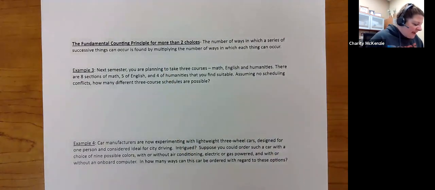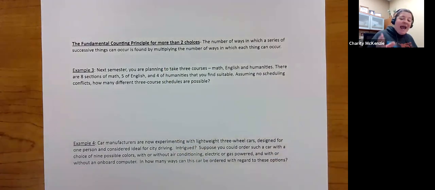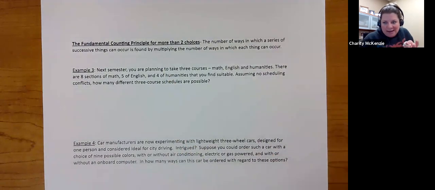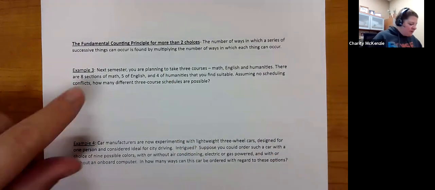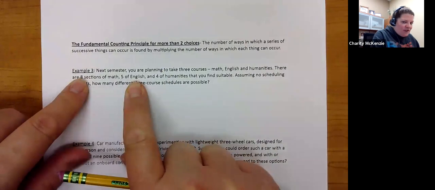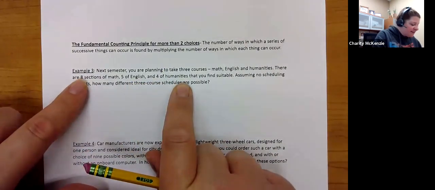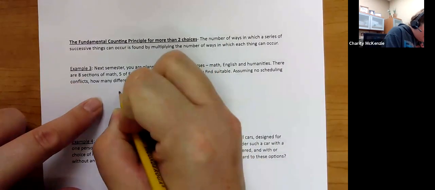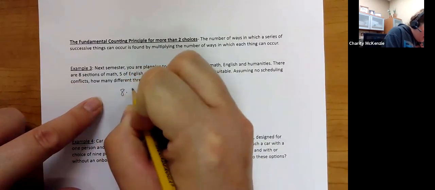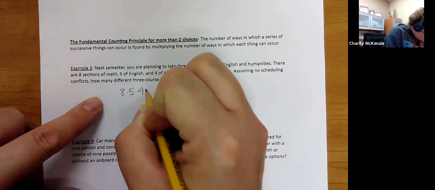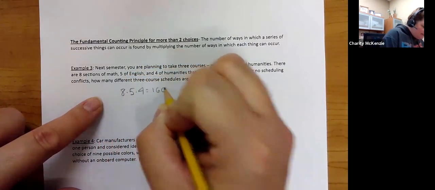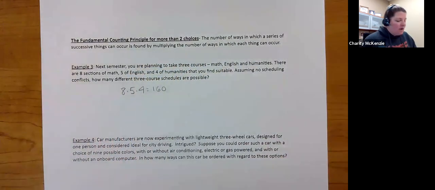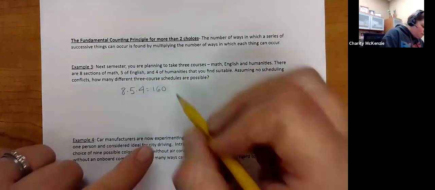So number 3, next semester, you're planning to take 3 courses, math, English, and humanities. There are 8 math, 5 and 4. So now they're adding more than just 2. So there's 3. You just multiply them. So this one's 8 sections of math, 5 of English, and 4 humanities that you are interested in. So how many ways can you organize your classes? 8 for the first, 5 for the second, 4 for the third, and you multiply to get 160 different possible schedules.